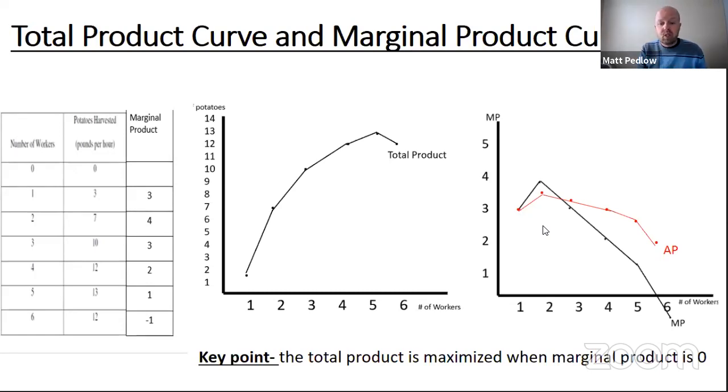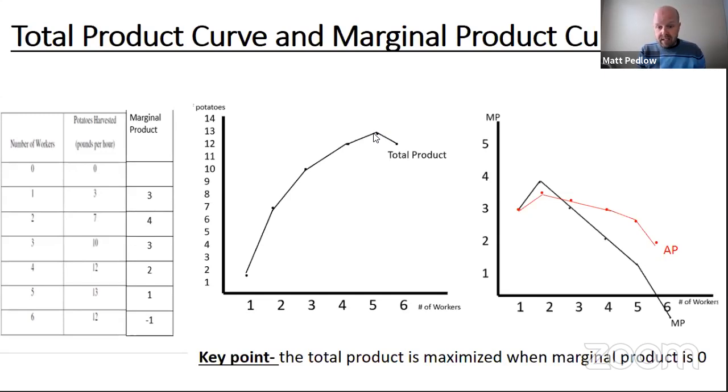Number 1, total product is maximized when marginal product is at 0. Because think about that. If I hire a worker and they make me an additional 1 potato, which was between 12 and 13, it's still increasing. If I hire the next worker and now all together they only make 12, that worker made negative marginal product.